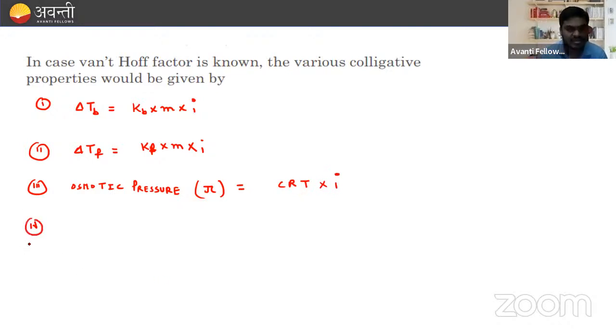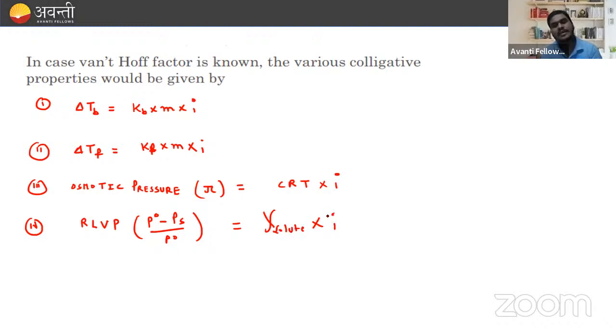Similarly, in the case of relative lowering in vapor pressure, this can also be written as (P naught minus PS) upon P naught is equal to mole fraction of solute, right? Mole fraction of solute multiplied by the Van't Hoff factor. So we can write each colligative property like this if the Van't Hoff factor comes into the picture.